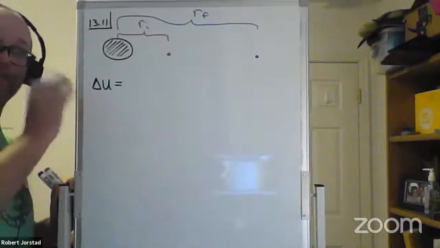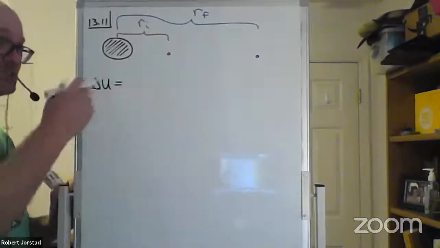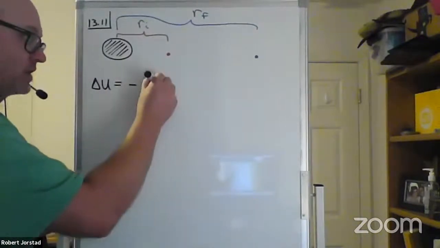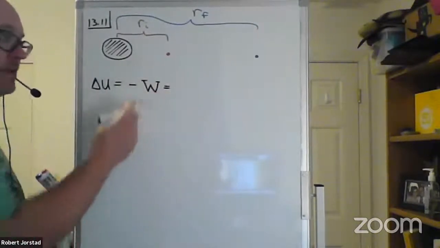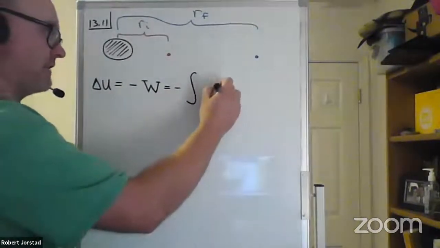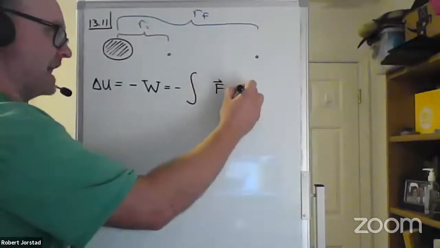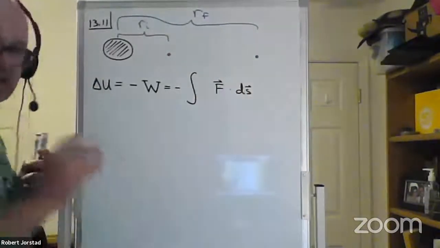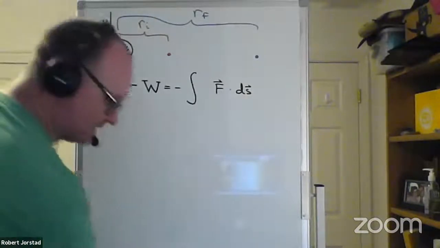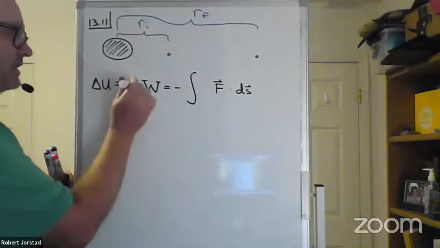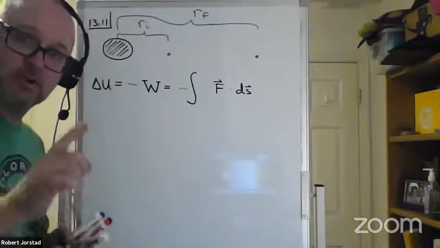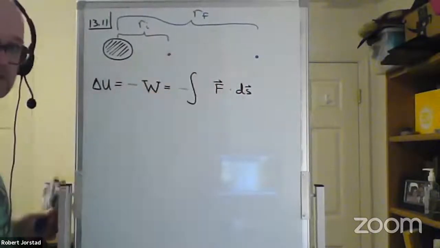Now, this first step, we will do again in other classes, so it is worthwhile to listen. Delta U, by definition, is minus the work done by a force. Well, the work done by a force is the integral of that force dot ds. That's the definition. Now, I want to be clear. Let me just emphasize this minus sign here. Let me make this so I don't forget it. In this case, we're going to go from this position to that position.